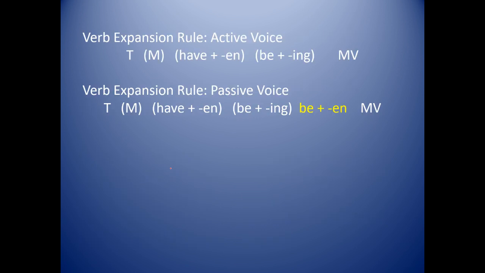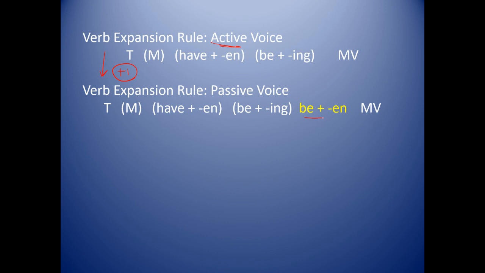So the verb expansion rule actually is the active voice verb expansion rule. This whole verb expansion rule we've been learning, tense, modal, have plus en, be plus ing, plus main verb, is actually the active voice verb expansion rule. When we create the passive voice, we know that when we go from active to passive we're going to increase the verb by one. And in order for it to increase by one, we have to add something to turn into an extra verb. Otherwise, we'll just simply have the same answer if we make everything with the same mathematical equation.